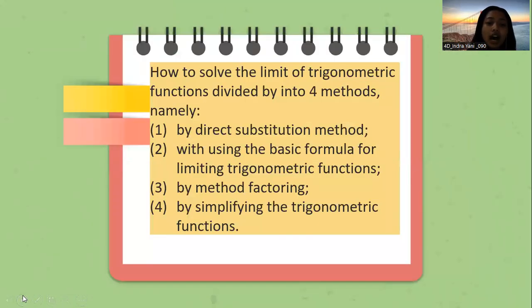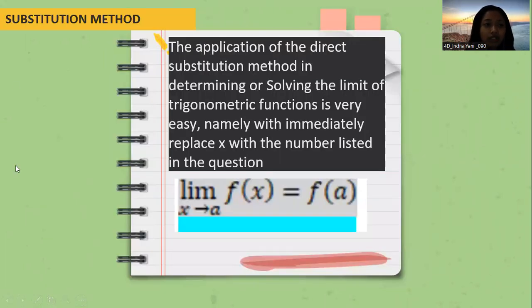The first is how to solve the limit of trigonometric function, divided into four methods. Namely, the first is the direct substitution method, the second is using the basic formula for limits of trigonometric functions, the third is the factoring method, and the last is simplifying the trigonometric function. Okay, we see the first is the substitution method.